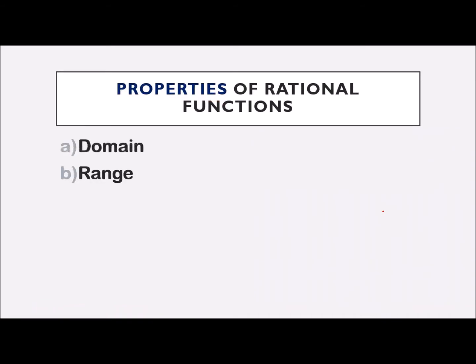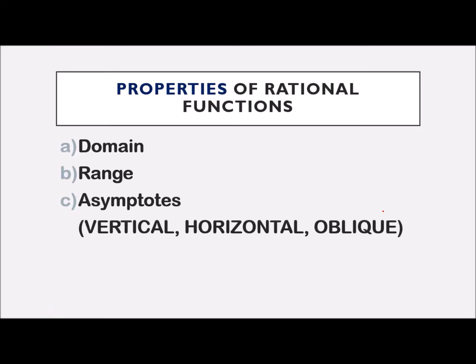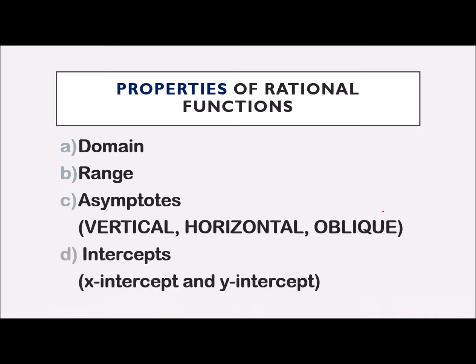The first property is the domain, then the range, and the asymptotes. We have three kinds: the vertical, horizontal, and the oblique. Not all of them exist. There are times when one of them is absent. Later on, I will emphasize that. And then the intercepts, which we already know: the x-intercept and the y-intercept.